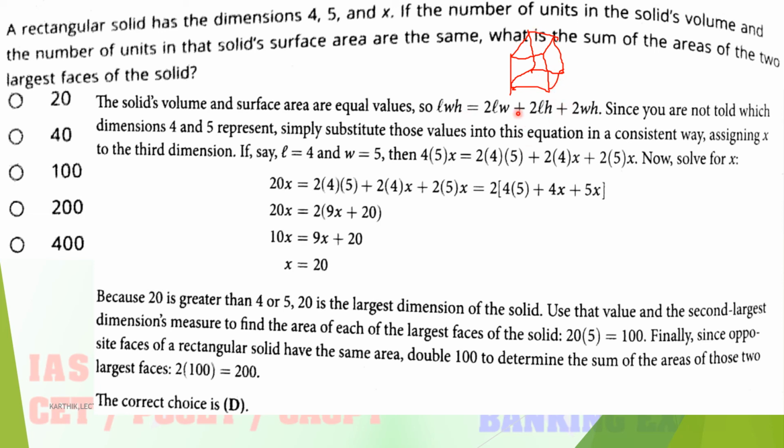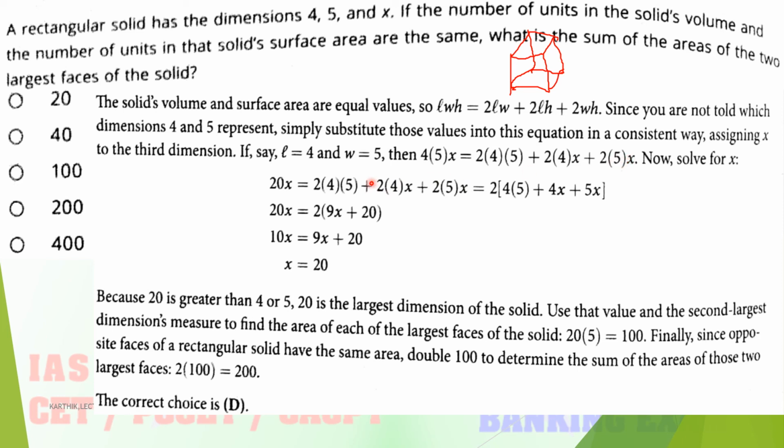So this is the formula. Length into breadth into height is equal to 2 times length into breadth plus 2 times length into height plus 2 times breadth into height. This is the formula, sir. Why? Because they directly mention that the solid's volume is equal to the solid's surface area. Then you just substitute the values. Length is how much? Length is 4, breadth is 5, and height is x. Just substitute like that only, into this equation. It is coming like this.